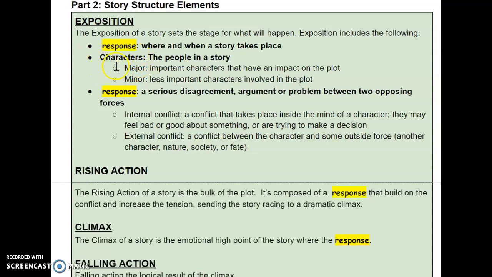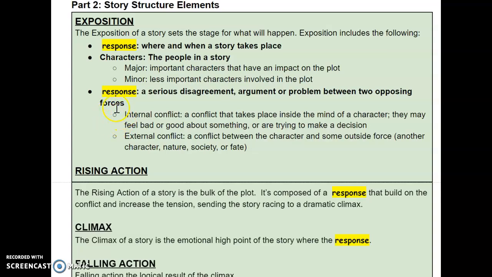Another important part of the exposition are the characters, and these are the people in the story. And of course you have major characters who are really important. Often there's one major character, but you can have more than one. And you have minor characters who are less important, but they're still involved with the plot. After that, you also have the basis of the conflict revealed. So you'll write conflict, C-O-N-F-L-I-C-T. A conflict is a serious disagreement, argument, or problem between two opposing forces.